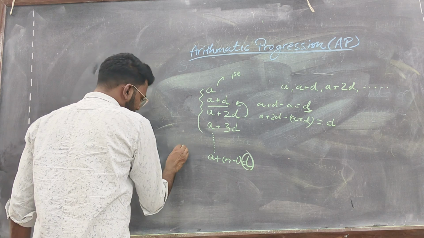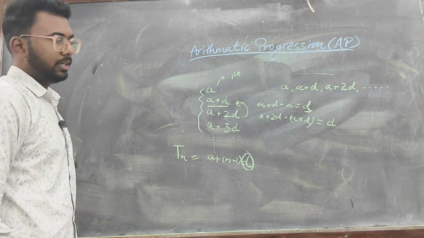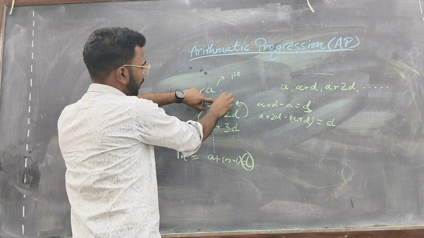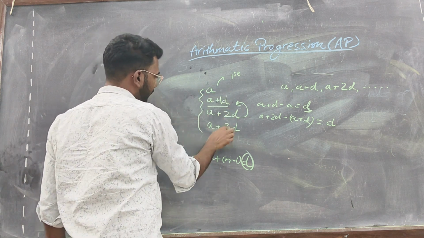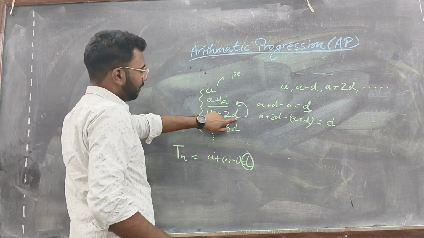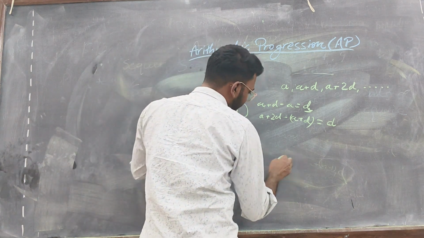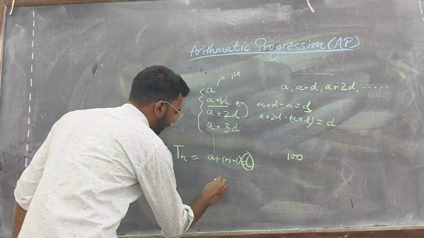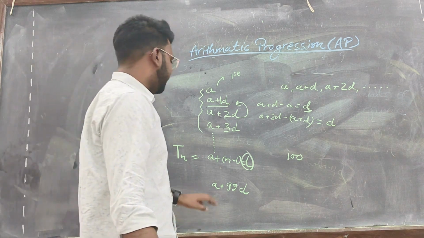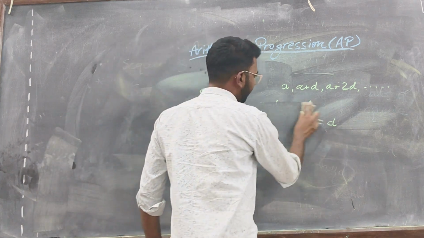So we represent the nth term of this AP as Tn equals A plus n minus 1 into D. Because if we see here, the first term is A, the second term is A plus 1D, the third term is A plus 2D. So if I want to calculate the 100th term, it will be A plus 99 into D. Okay, so this is the formula for the nth term of the AP. We can derive any term of an AP from this formula.